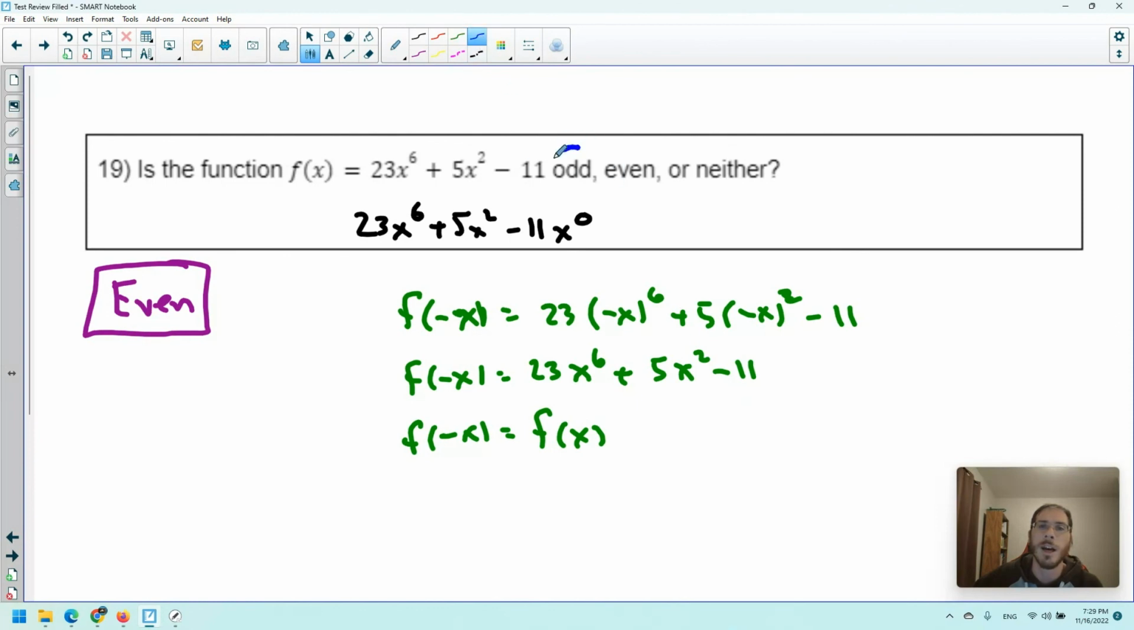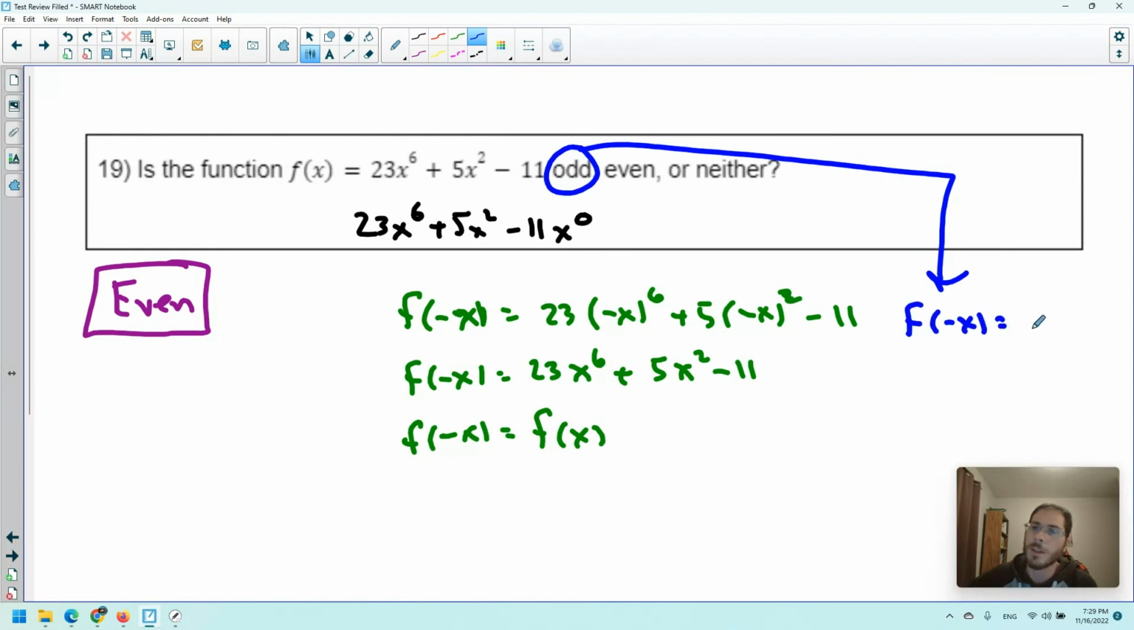If we wanted to get the odd version, we would end up with f of negative x equals negative f of x. So we would end up with negatives. All the signs would be flipped if it were odd. It's not odd. It's even. But if it were odd, this is what you would get if you did it algebraically.